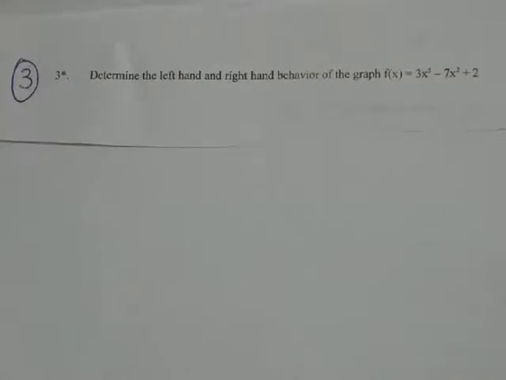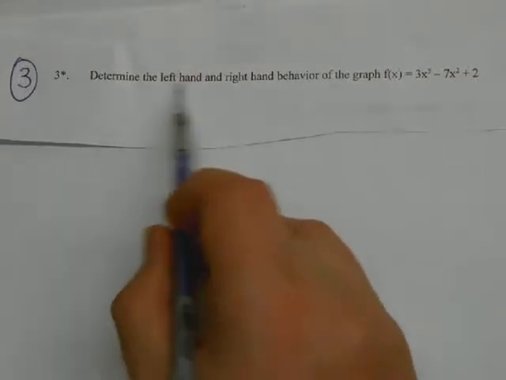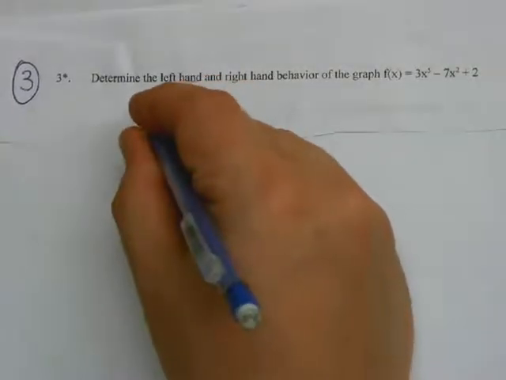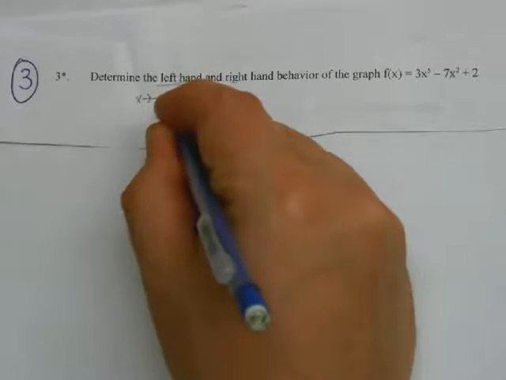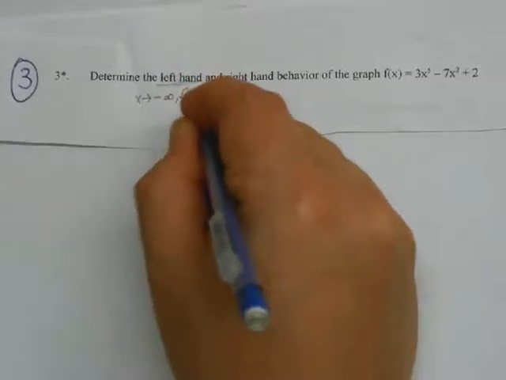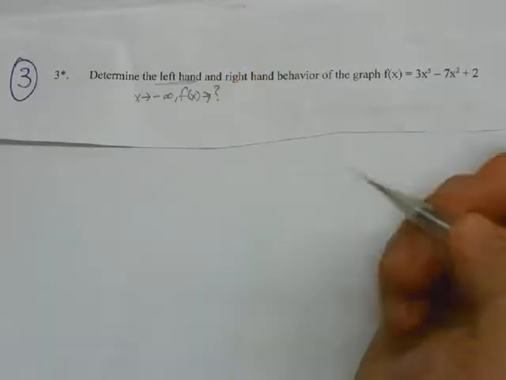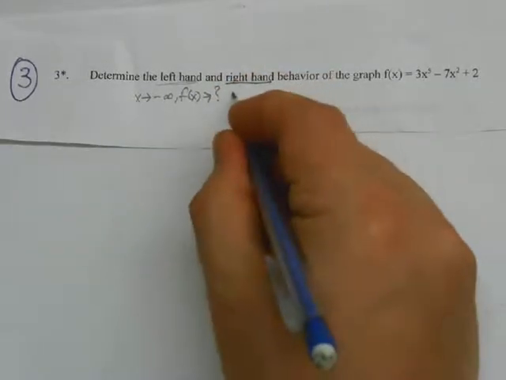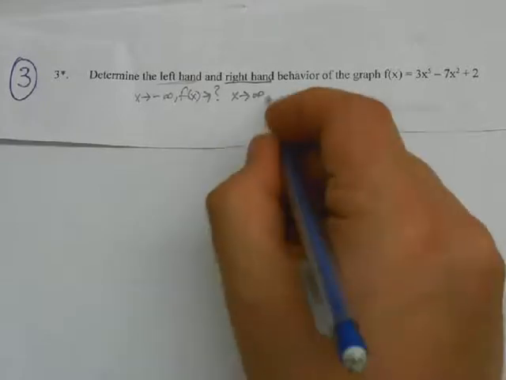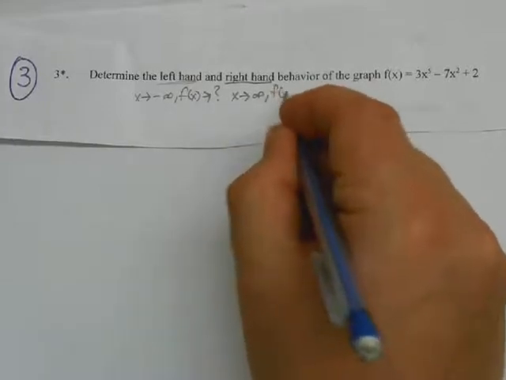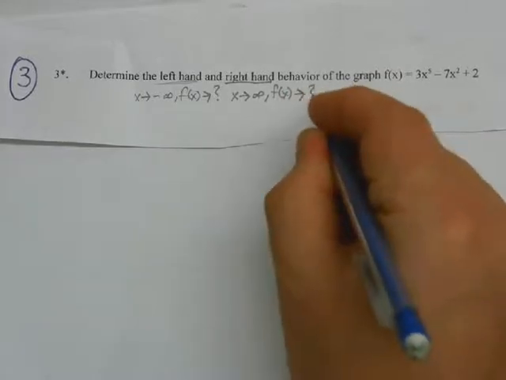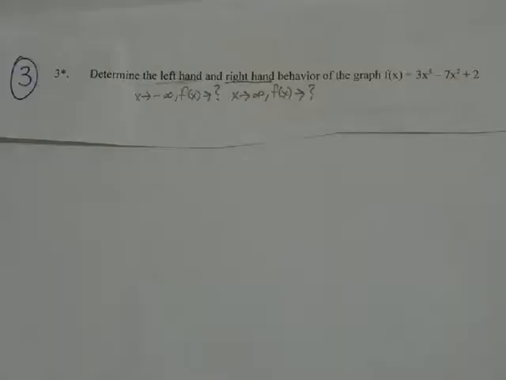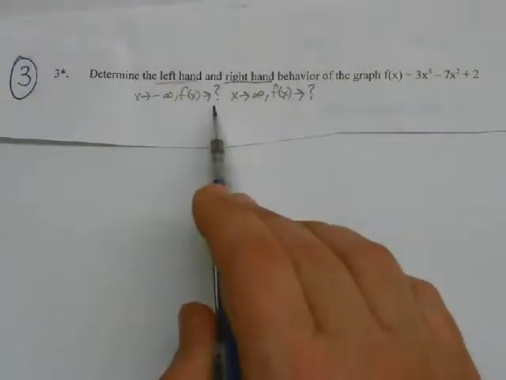So for number 3, we're going to determine the left and right-hand behavior of the following function. Now, what we're talking about is left hand is what's happening to f of x as x approaches negative infinity. And for right hand, we're looking for, as x approaches infinity, what does f of x approach? So the answers for these will either be infinity or negative infinity.